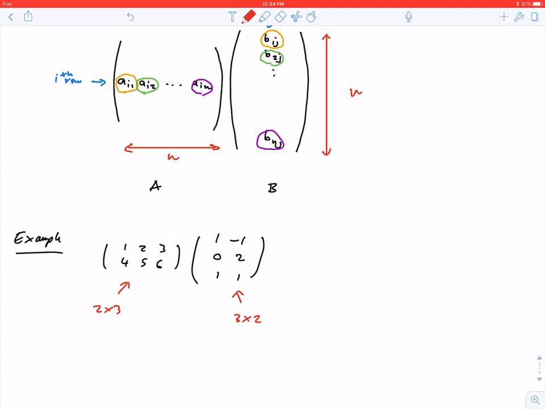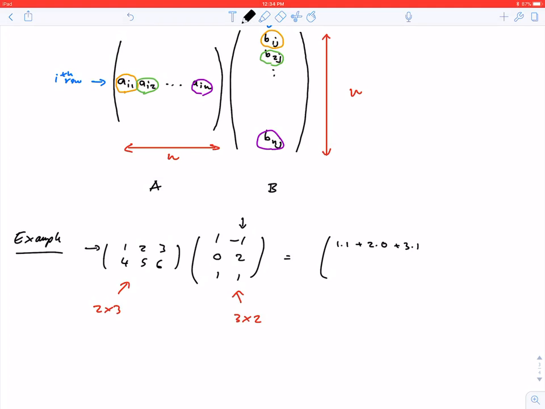What do I expect to get out? I expect to get a 2 by 2 matrix. So let's go through it. I'll write this out longhand. For the first one, I have to go along the first row and down the first column. So I would have 1 times 1 plus 2 times 0 plus 3 times 1. That's the first piece. Then I'll move across to the next.